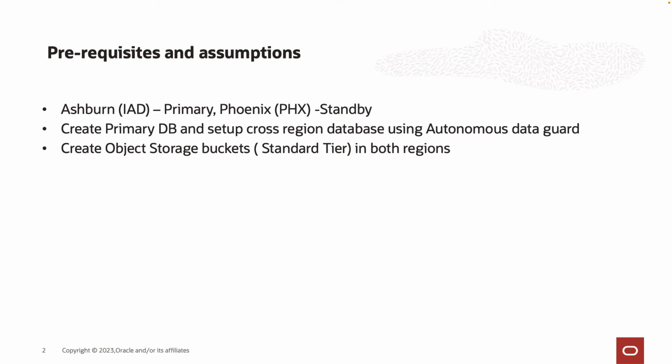So here are the prerequisites and assumptions. We are using Ashburn as our primary region, Phoenix as our standby region. I've created the primary database in the Ashburn region and then, using autonomous Data Guard, set up the cross-region database in the standby region. I also created object storage buckets in both regions for full stack DR logs.